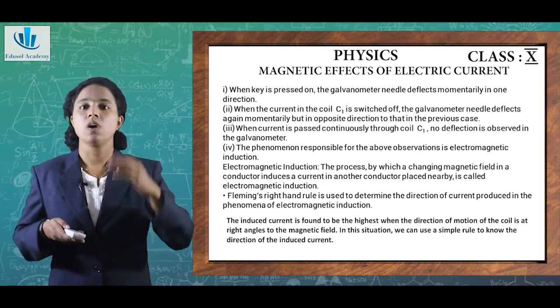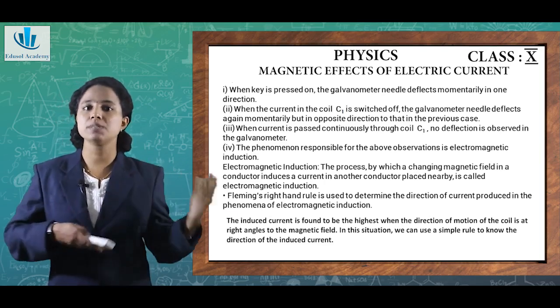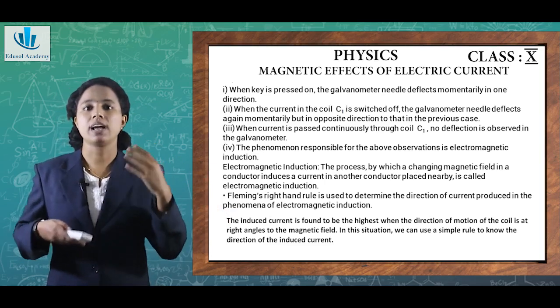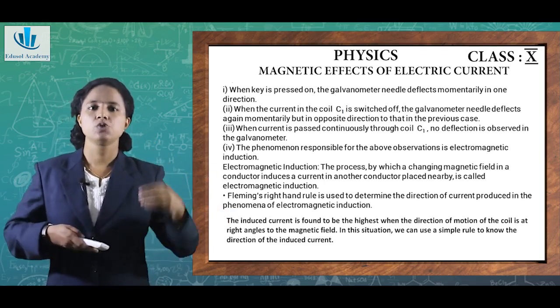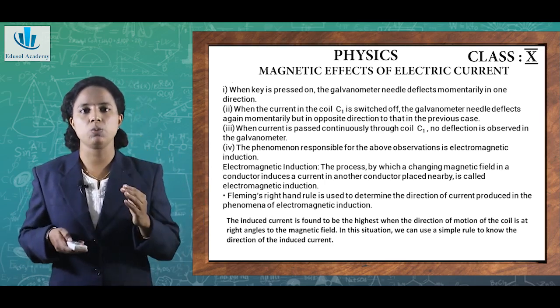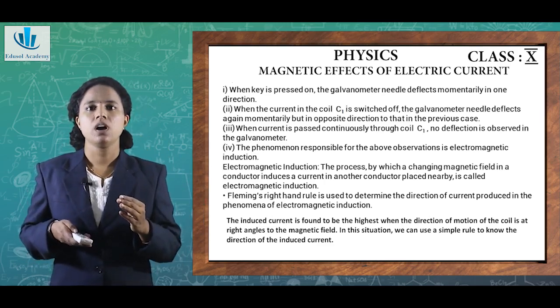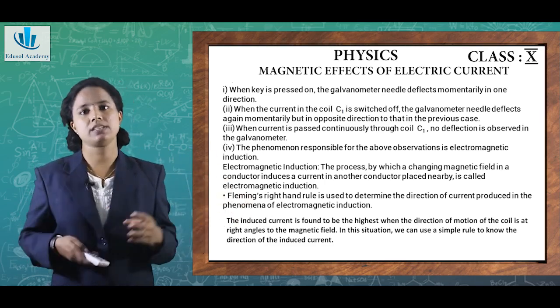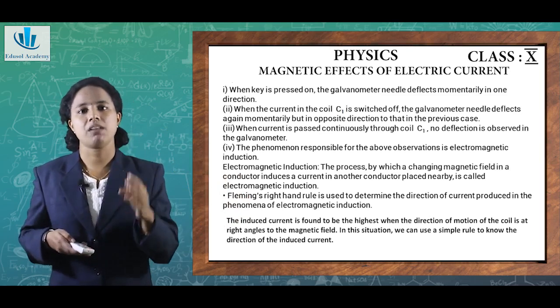And what happens in case the current is passed continuously through the coil C1? When the current is passed continuously through the coil C1, there will be no deflection observed in the galvanometer.